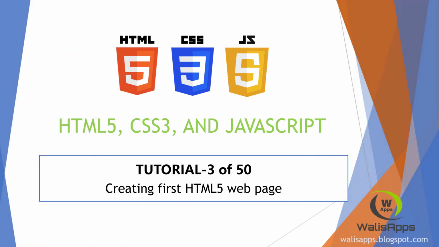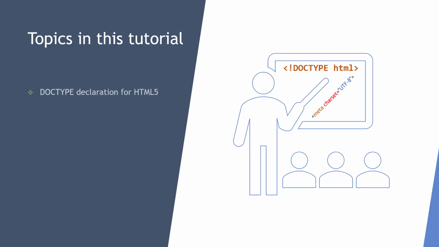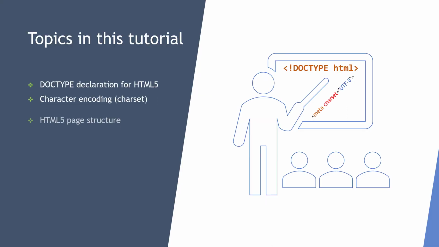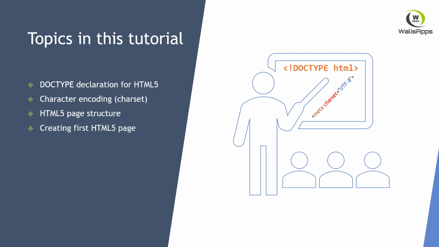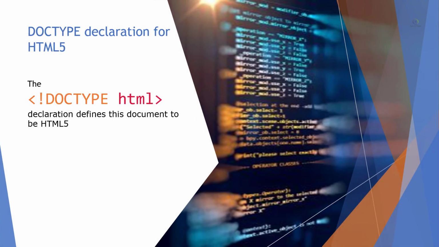HTML5, CSS3 and JavaScript. Tutorial 3 out of 50: creating first HTML web page. Topics in this tutorial: document type declaration for HTML5, character encoding, HTML page structure and creating first HTML5 page. Doc type declaration for HTML5. The doctype html declaration defines this document to be HTML5.